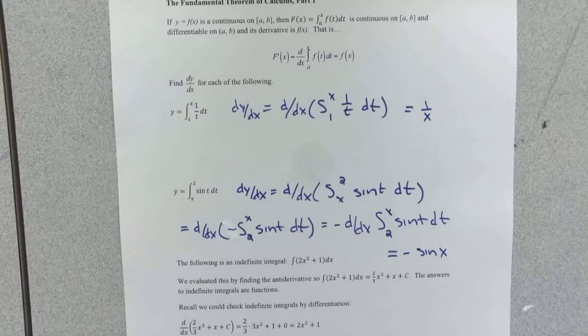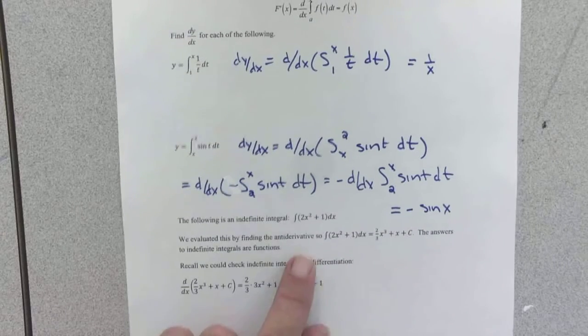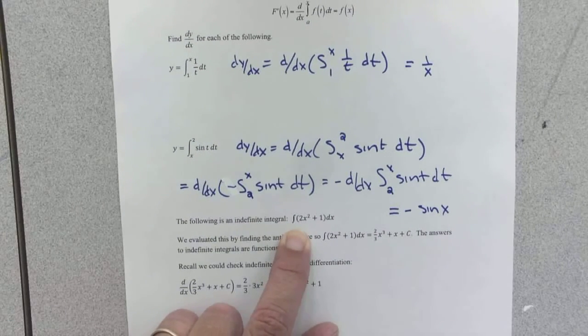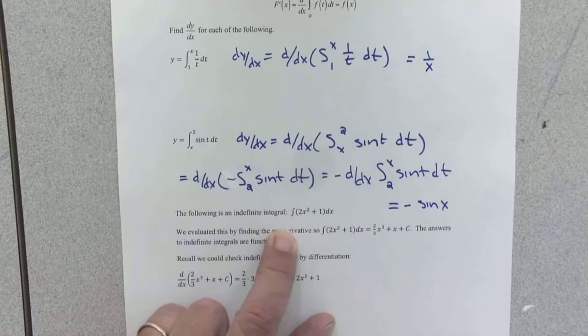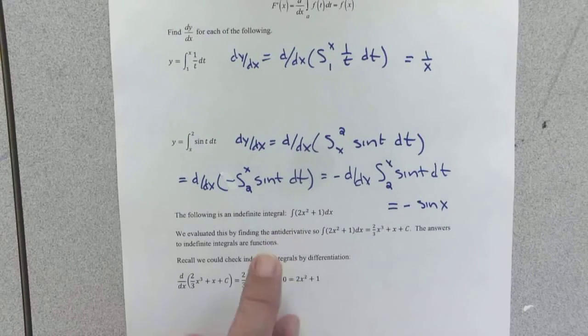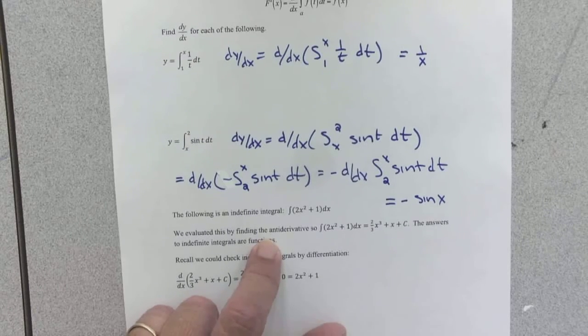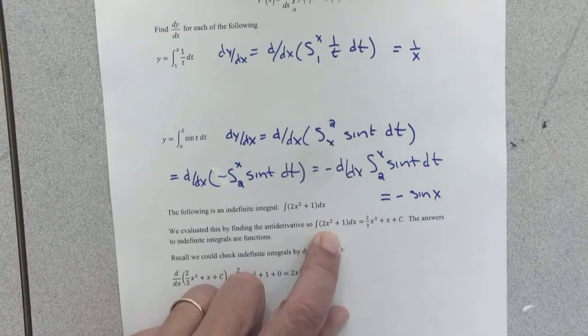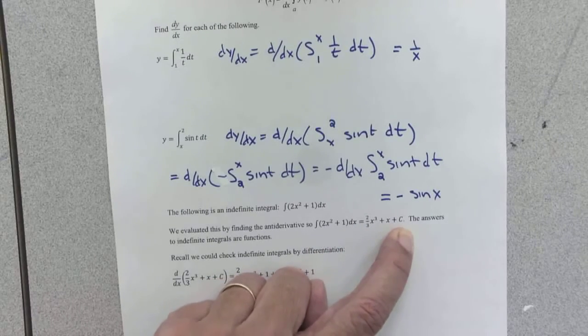Now working to the way more important part of the fundamental theorem of calculus, at least in my opinion. So starting towards that. Okay, so this guy right here is an indefinite integral. No limits of integration. And we evaluate indefinite integrals by finding the antiderivative. So the integral of 2x squared plus 1 dx is 2/3 x cubed plus x plus c.